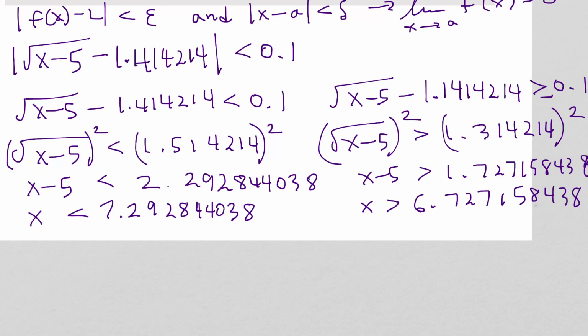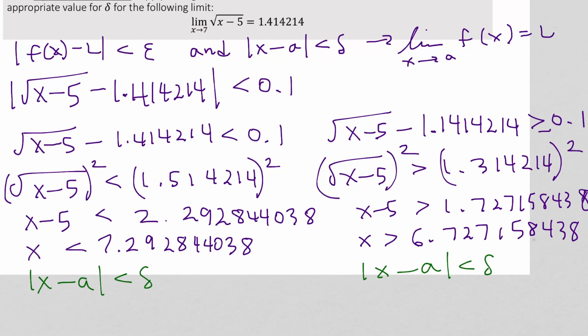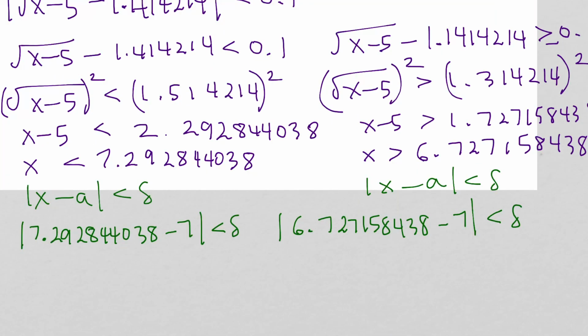Now I bring in the other side of my definition: the absolute value of x minus a is less than delta. Let me put it in both of these places here. Now I have an x value for both sides, and my a from back at the beginning was 7. So I'm going to substitute a and x into both of these absolute value bars. There's my substitution. Then if I carry out the subtraction, I'll get the following numbers.